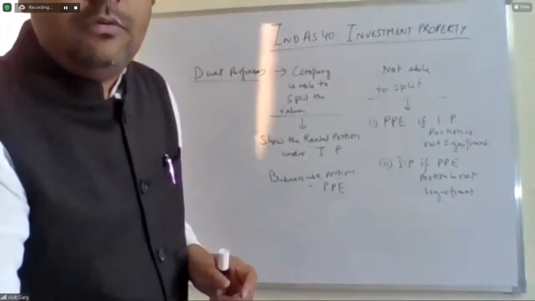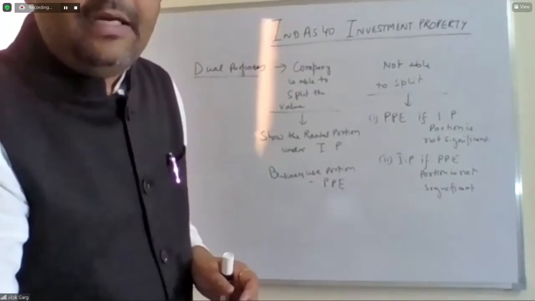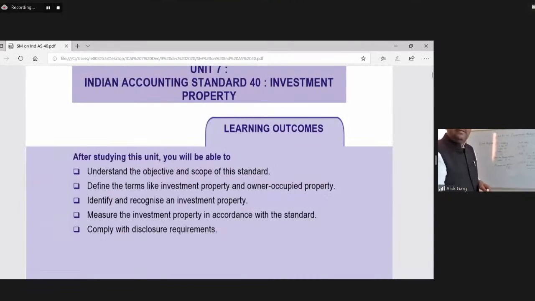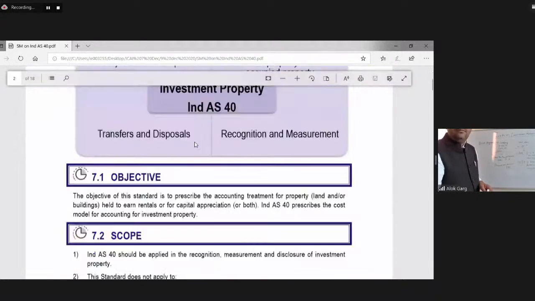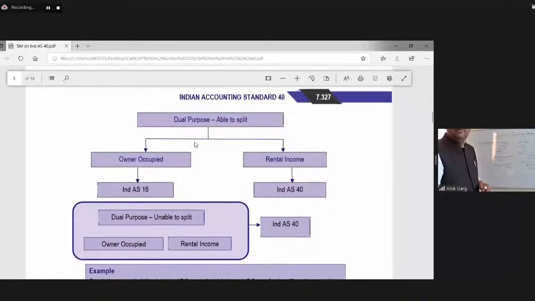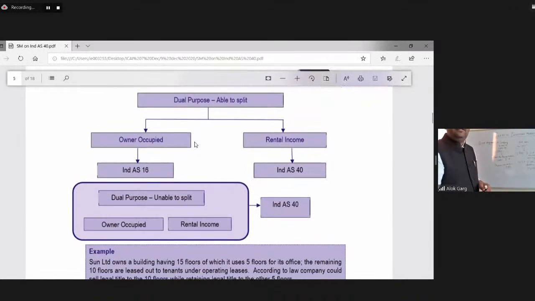Now I am taking you to the institute study material where we have 3 examples of this. Are you able to see the study material?